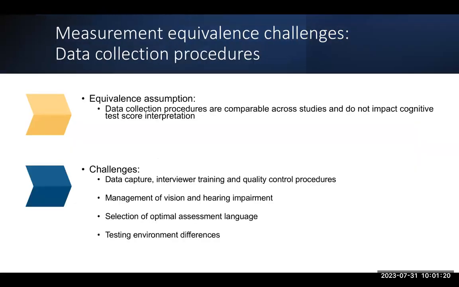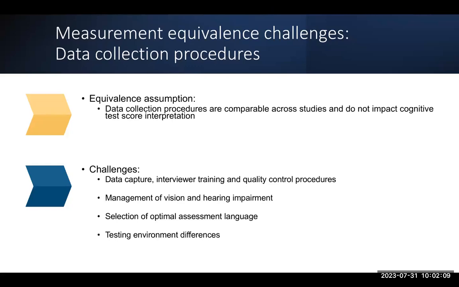So then moving on to data collection procedures, right? When we're harmonizing cognitive data across studies, we have to make the assumption that overall, in general, the approaches to data collection are comparable and any differences wouldn't affect how we'd interpret a test score. But we know that there are a lot of challenges with this assumption, right? When just inherent to collecting cognitive data in different settings around the world, there may be differences in how the data are captured, right? What are the procedures for training interviewers and the demands on training interviewers, particularly in multilingual contexts? How is quality control managed? So having access to things like audio recording and centralized versus individual interviewer scoring, all of these things can impact the data.